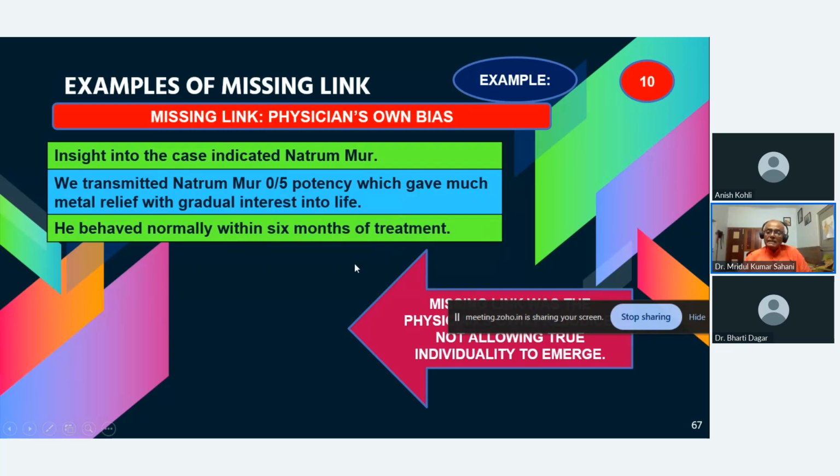So you can see that through all these cases, the patient became better by removing the missing link. I have given you 10 types of missing link, and there may be many more. There may be many more, and you have to find them out in your own cases.